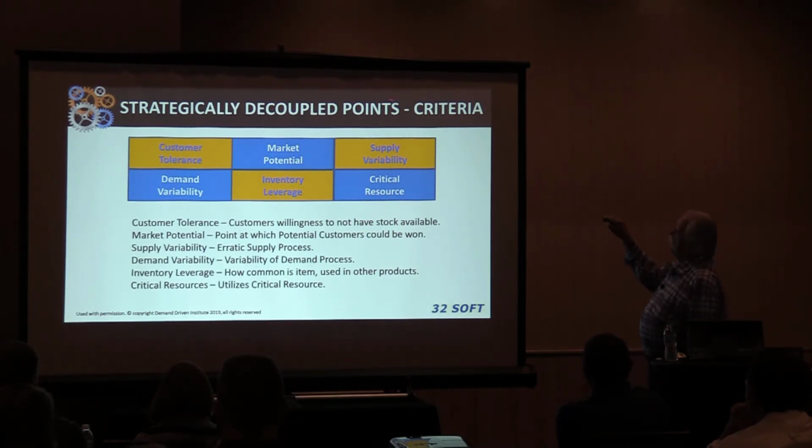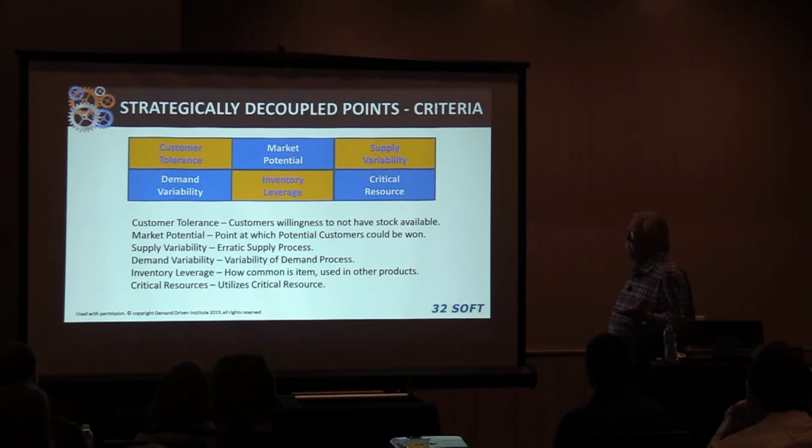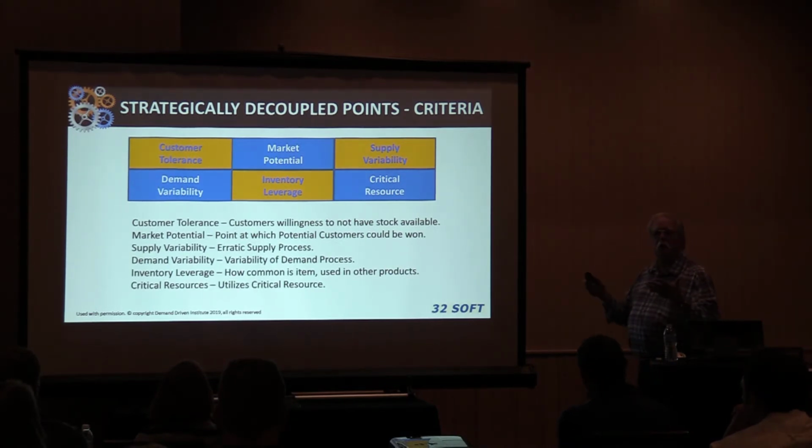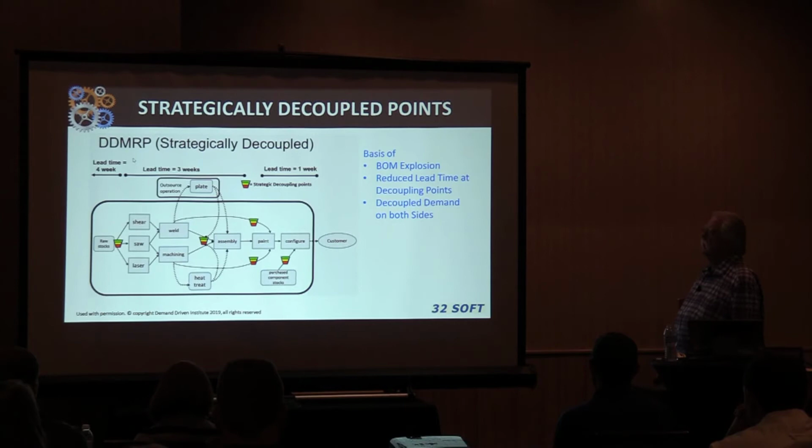So in defining these criteria points, you look at customer tolerance. Is the customer willing to wait for the product? Do you have any new possibilities of customers that might buy it? So we might want to build some inventory at that point. We look at supply variability, demand variability, inventory leverage, and return. How common is the item? Is it used on other kinds of products? And does it consume critical raw resources? So you can develop these processes as to how you're going to develop these points.